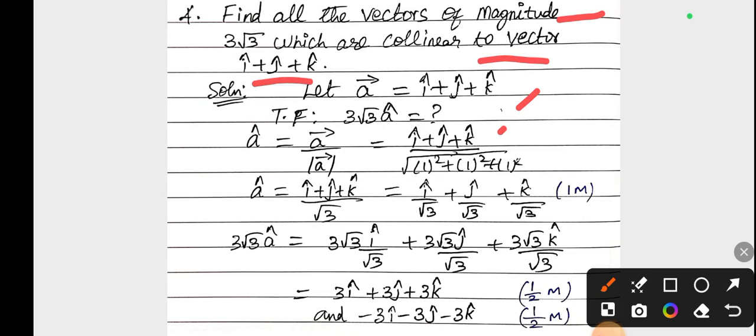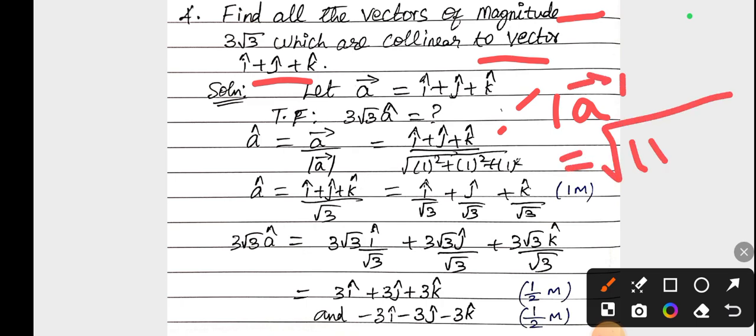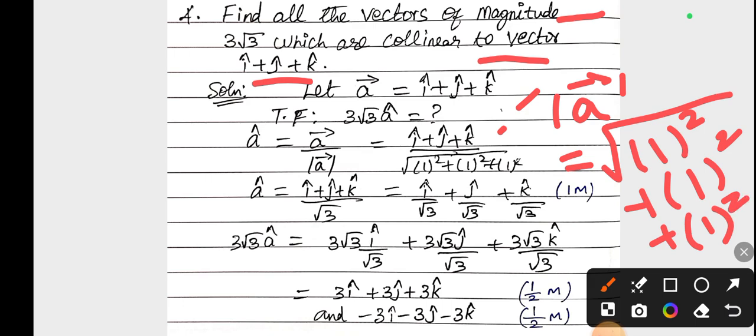So i cap plus j cap plus k cap by, you know, children, what is magnitude of A vector? Now only we saw root over i cap coefficient 1 square plus j cap coefficient again 1 square plus k cap coefficient 1 square. This much simple is there. Then you can add 1 plus 1 plus 1, it is root 3. Then split it, children: i by root 3 plus j by root 3 plus k by root 3. Till this you write, you're getting 1 mark, children, as per marking scheme.